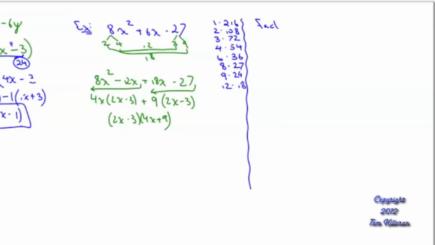Factoring special binomials. There's two types. There's perfect square binomials and perfect cube binomials. Let's deal with the perfect square first. If we have a perfect square binomial, it's going to look something like this. This is called the difference of perfect squares. The other one would be, of course, the sum of perfect squares.